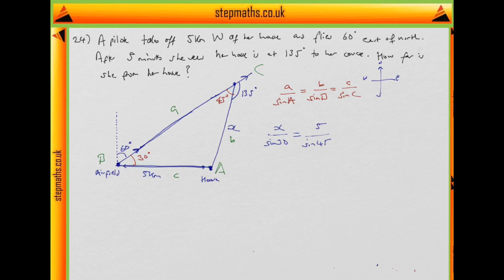Well, sine of 30 is a half, so that gives us 2x is equal to 5 over sine 45. Well, sine 45 is 1 over root 2, so that's 5 root 2. And therefore, we see x is 5 over 2 root 2. And we're told in the question to take root 2 to be approximately 1.4. So therefore, we see she is 2.5 times 1.4, which is 3.5 kilometers from her house.